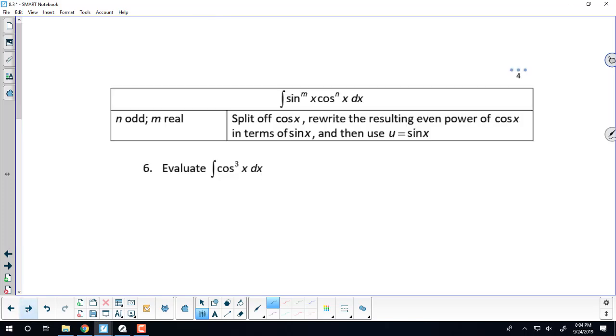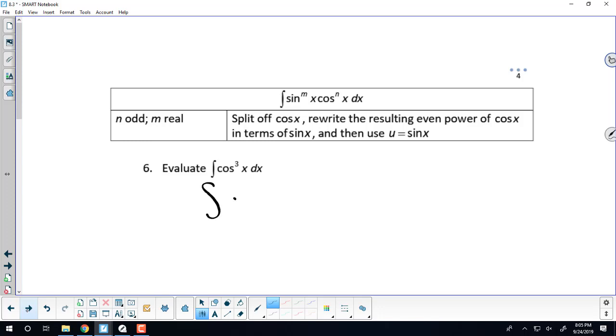So here's cosine to an odd power. Notice the m and n are still the same, because m is the power attached to sine and n is attached to cosine. Now it's saying that sine is to a real power, whatever, it doesn't matter. Sine to the negative 12th power times cosine to an odd power. You split off a cosine and then do the same process as in the last problem. Whenever you see a cosine that's odd or a sine that's odd, that's the thing that you split off, which leads you to your substitution.